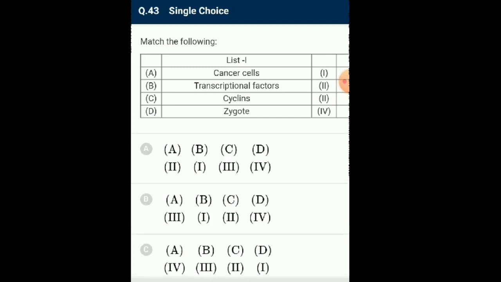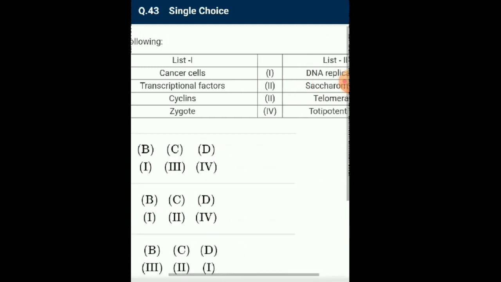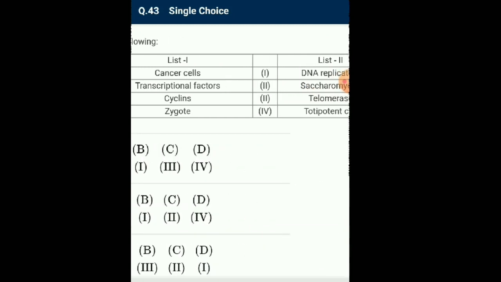Question number 43. Match the following. See, the telomeres are protein complexes present at the end of chromosomes. These are maintained by telomerase and are reactivated during cancer. When telomeres are short, cell division stops. So cancer cells promote telomerase activity.